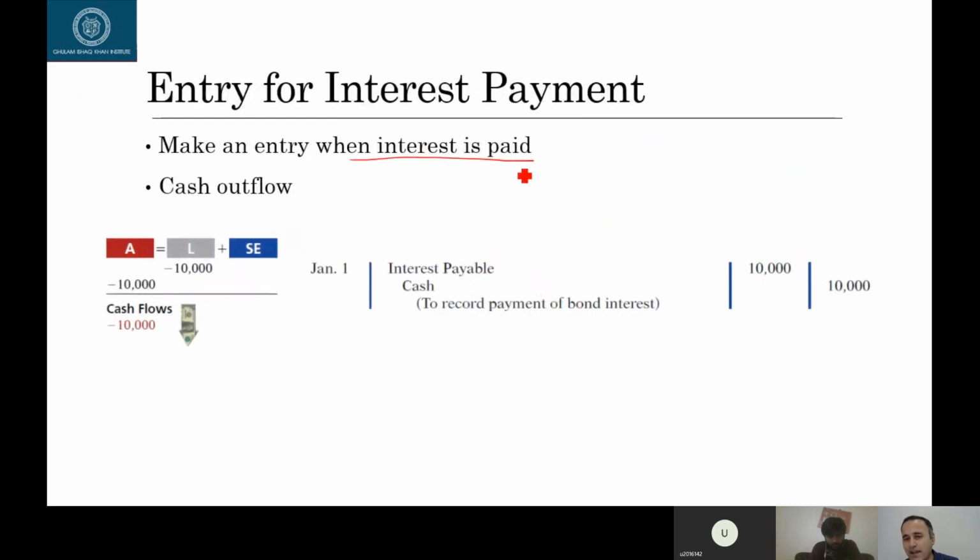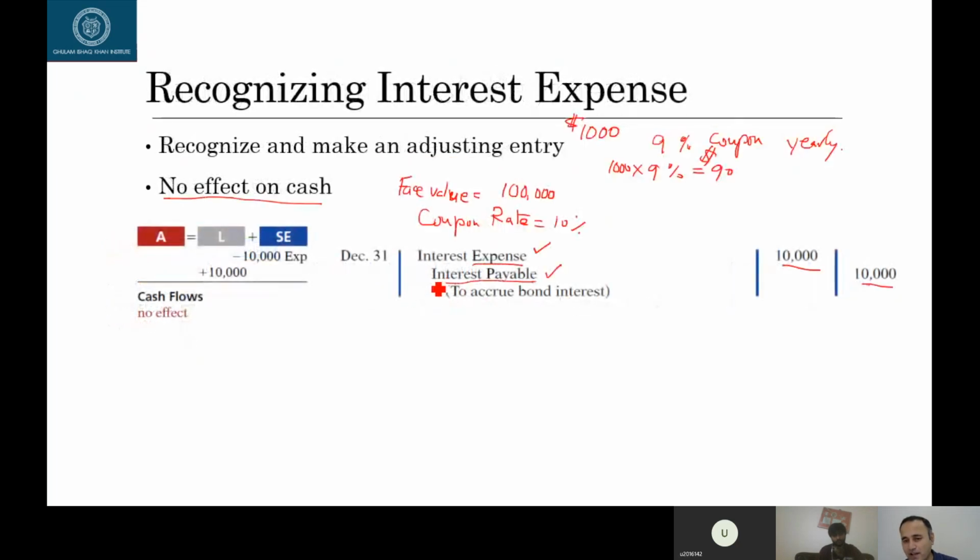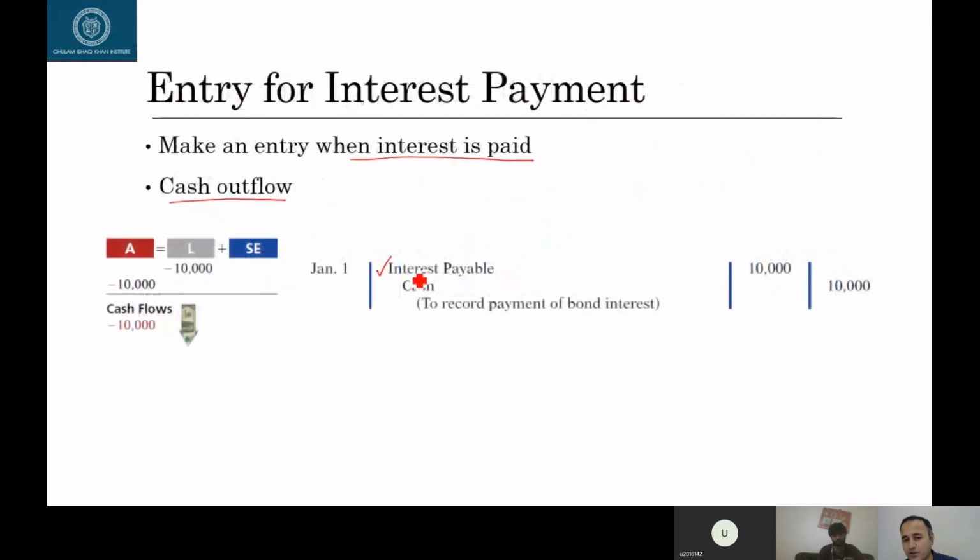But whenever the company pays this interest, there is a cash outflow involved. The money is going out of their pocket. They are paying that money to the investor. The interest payable, if you remember from the previous slide, was a credit entry. Since we pay that liability, we reverse this entry. And the debit, of course, since we paid cash, so our cash is reduced. So that's why cash is credit.